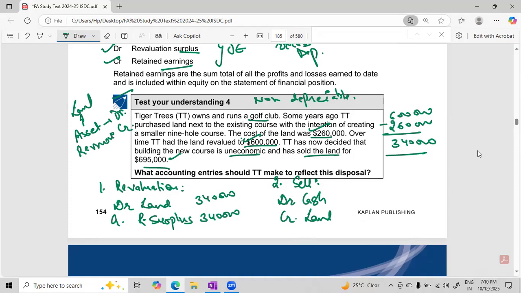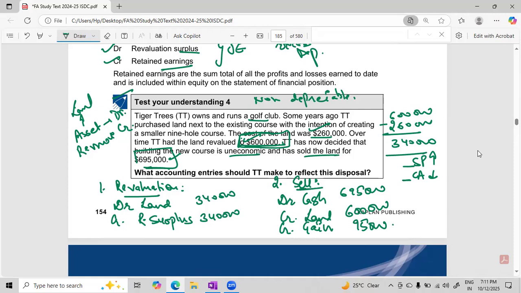See how much cash am I getting? I am getting 6,95,000 of cash. And the land was worth 6 lakhs, this is the new value. So tell me, the sale proceeds are higher than the carrying amount, right? Carrying amount is lower and sale proceeds are higher. So clearly it means that there is a gain, and gains have a credit balance. So I will write over here gain. It would come out to be the balancing figure, 6,95,000 less 6 lakh, which is 95,000. So two entries I have made. First is of revaluation and second is of selling.